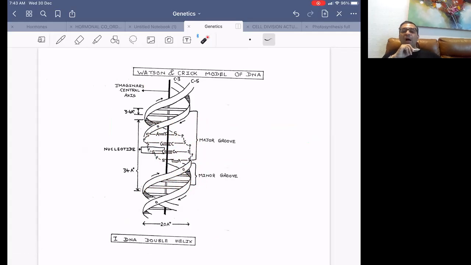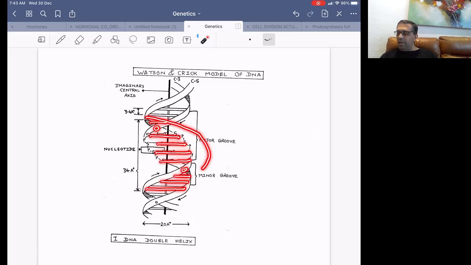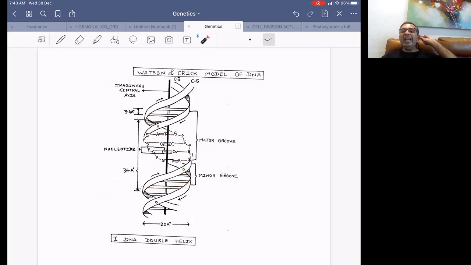In one turn, there are 10 base pairs. So watch: this is 1, this is hidden, second, third, fourth, fifth, sixth, seventh, eighth, ninth and tenth. In one turn, you have a total of 10 base pairs. And that is the three-dimensional structure of the DNA.